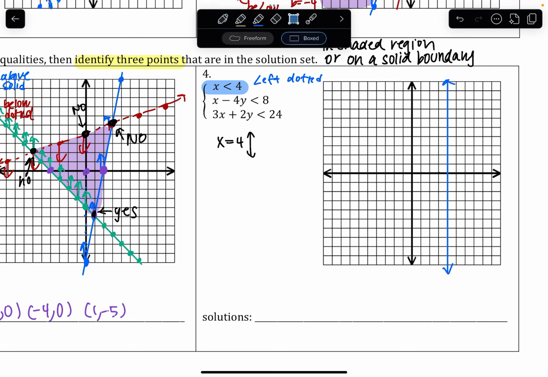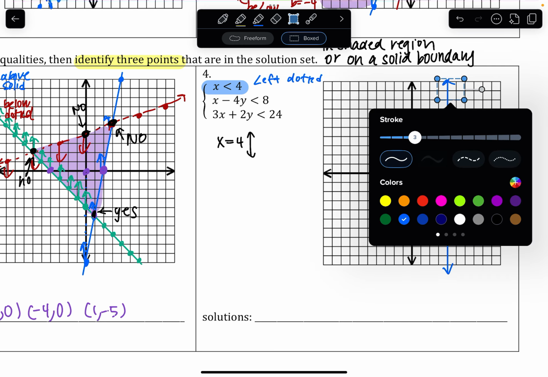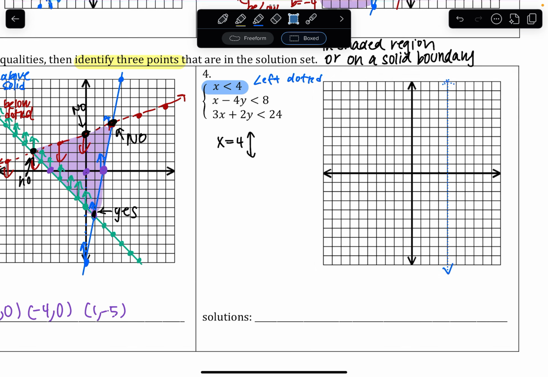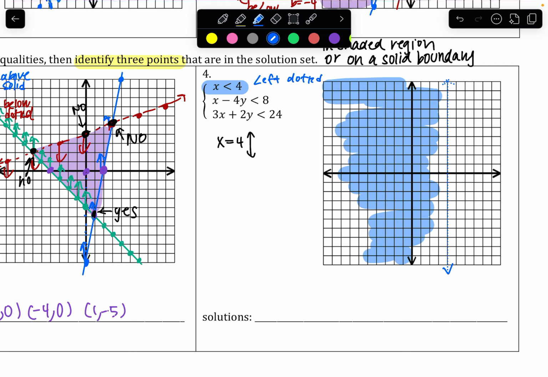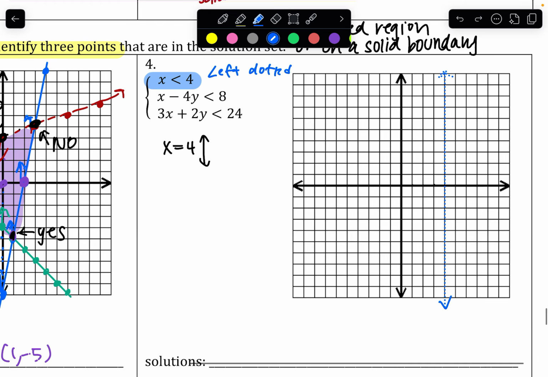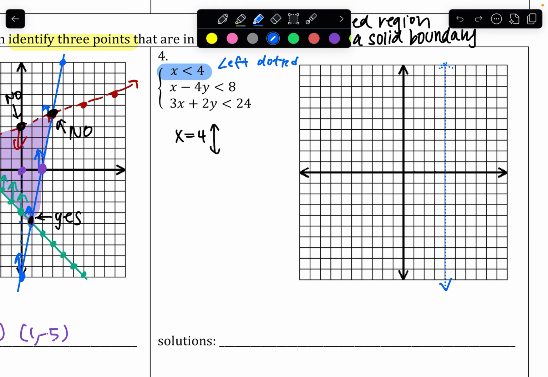So I should have made this dotted. Let's see if I can change that. Okay, so there's our dotted line. And then we want to shade to the left of it. So picturing all of this shaded. That's x less than 4. The key is remembering x is a vertical line.